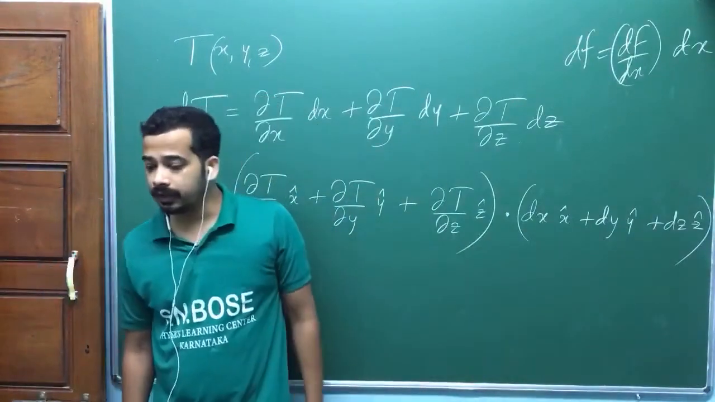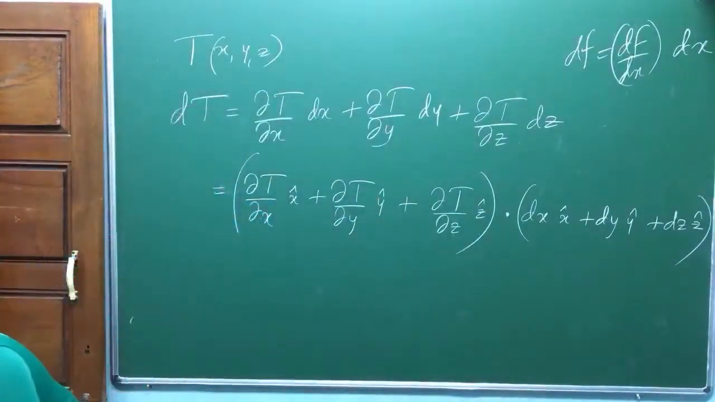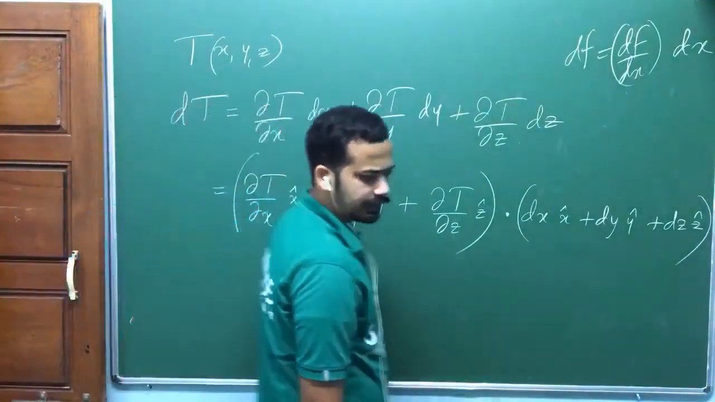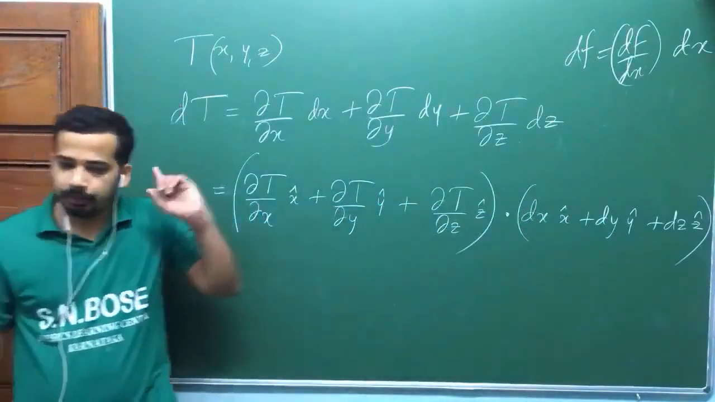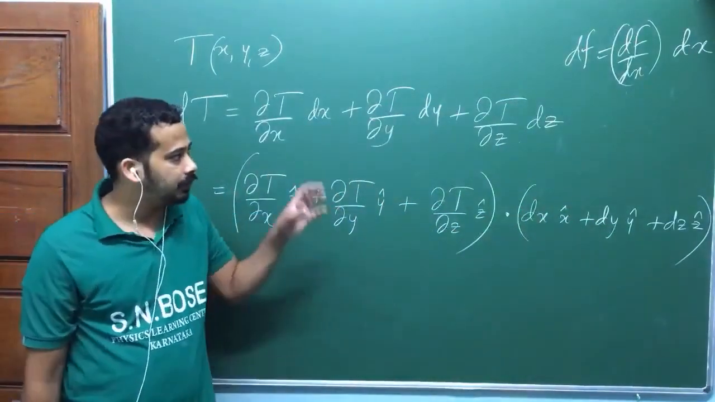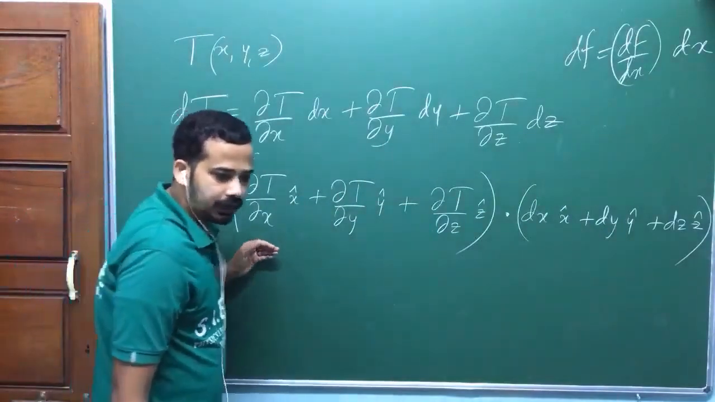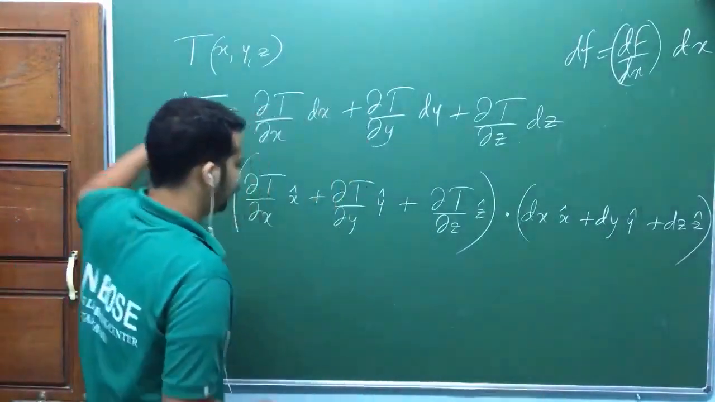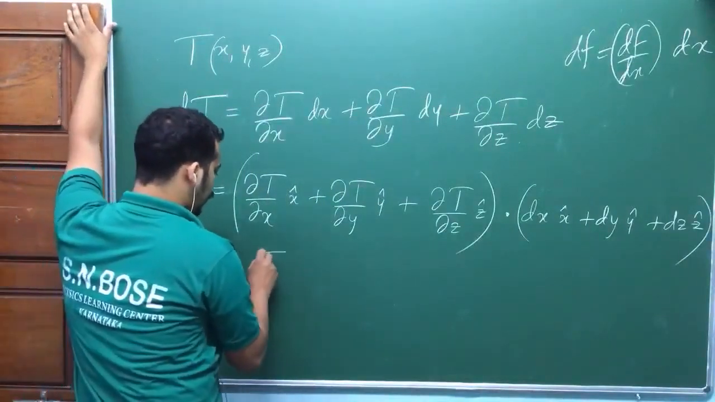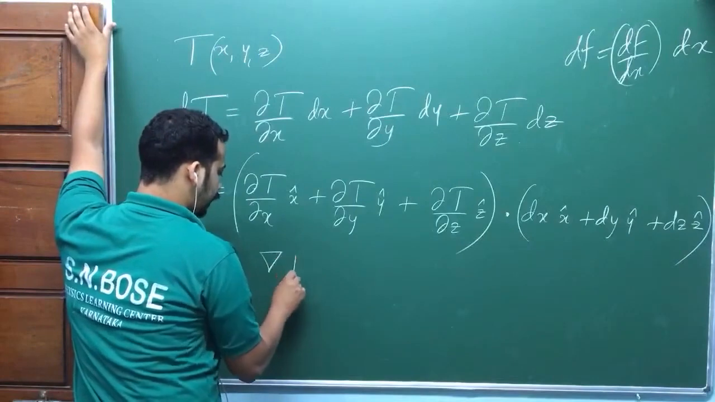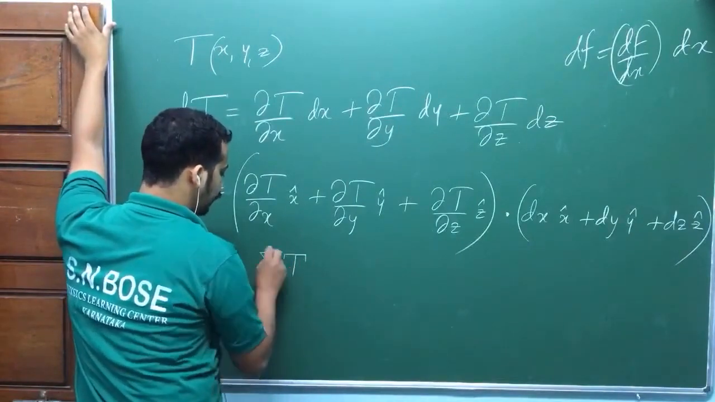Because we want to find rate of change, or rate of increase, in some particular direction, isn't it? That's why I'm going to rewrite this expression like this. After rewriting this expression, any problem? After rewriting, I'm going to define this one as the gradient of a scalar field T.